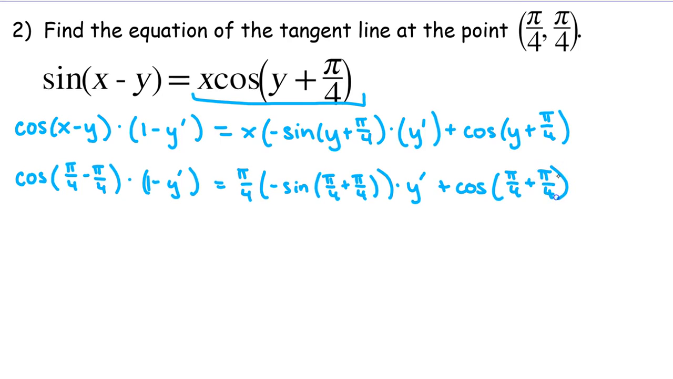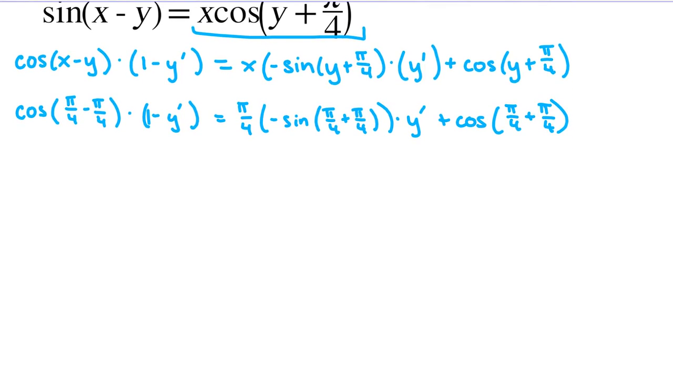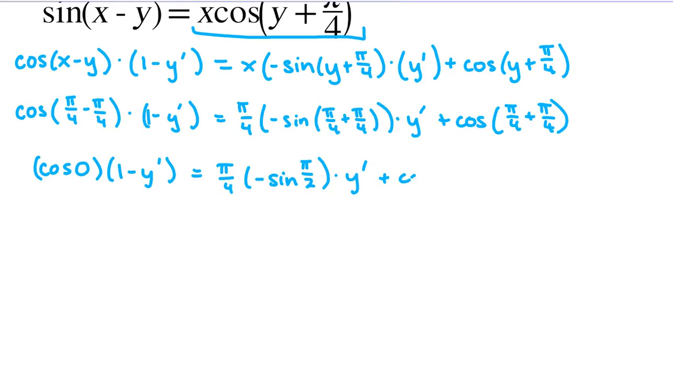Now I'm just taking this slowly. You might simplify a little bit more quickly than I am. So this is going to be the cosine of 0 times 1 minus y prime equals pi over 4 times the opposite of the sine of pi over 2, since pi over 4 plus pi over 4 is pi over 2, times y prime plus the cosine of pi over 2. Okay, so now we find our exact values.